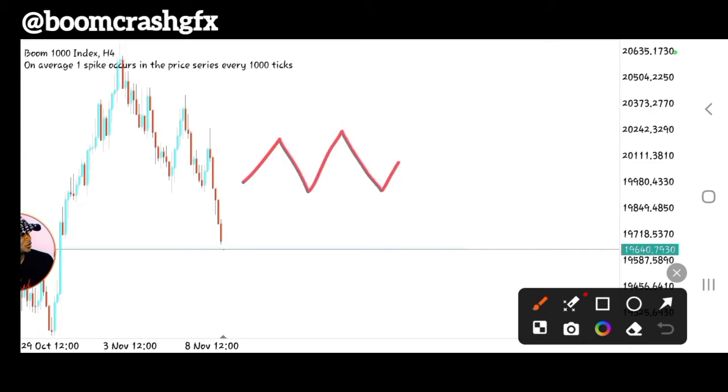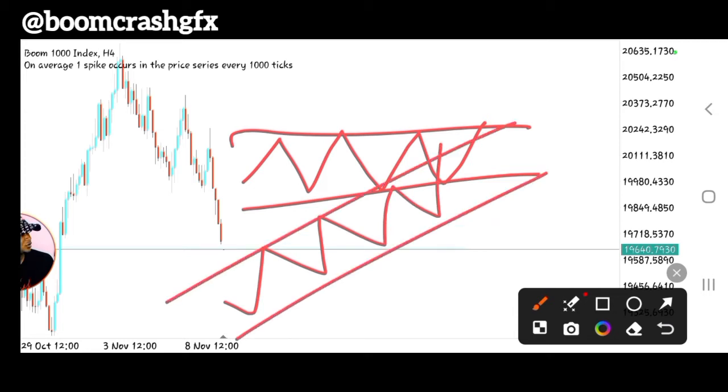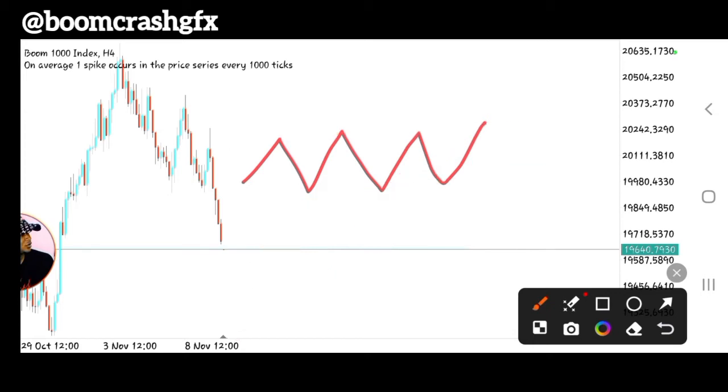It might be a horizontal form where you have a consolidation, or it might be a diagonal form whereby the market is making a wave in a specific price channel. So basically this is how the market actually works. So now, how do you make use of Fibonacci tools? We have to follow this step by step.